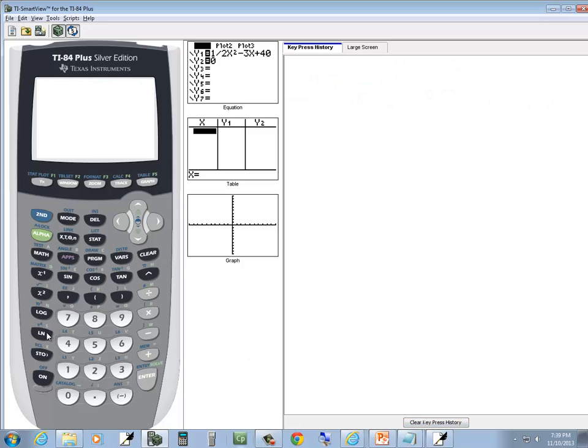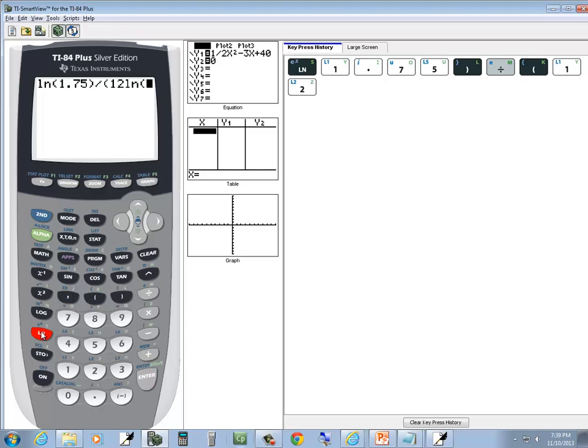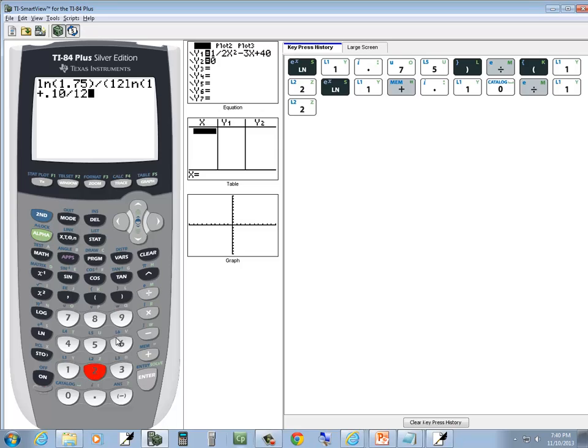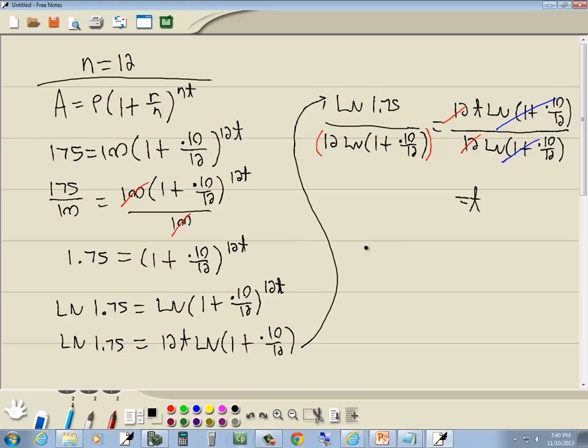Okay, so we have the natural log of 1.75, close parentheses, divided by, beginning parentheses on the denominator, 12 natural log of 1 plus 0.10 divided by 12. You can put closing parentheses if you want at the end, but you don't have to. Closing parentheses on the log, closing parentheses on the denominator, and press enter. And we get 5.62 years.